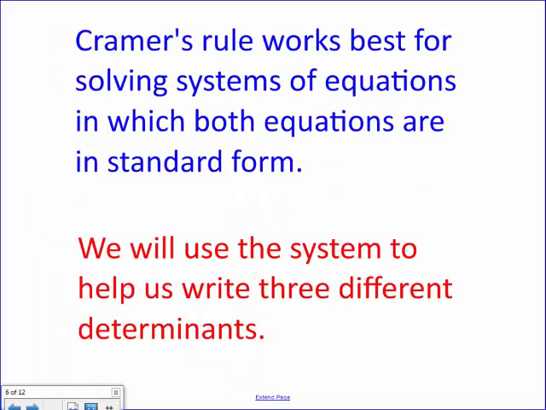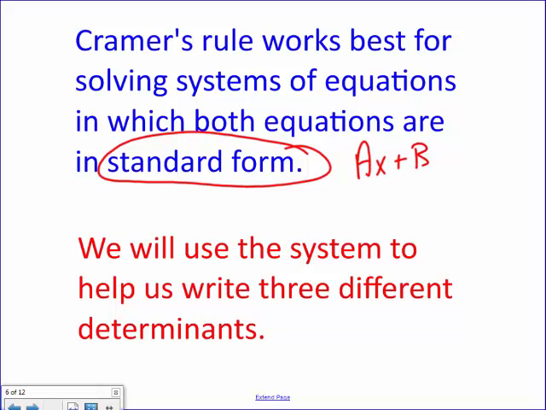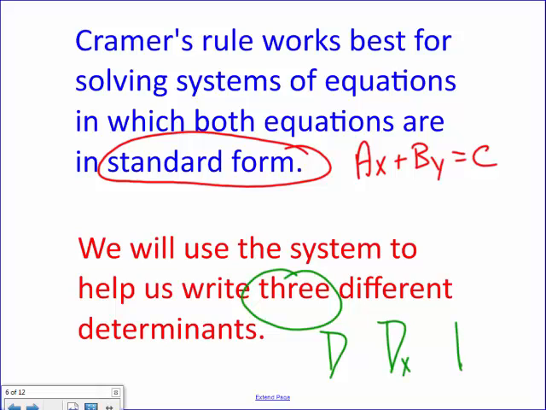All right, so Cramer's rule works best when the equations are in standard form. That means the x and the y terms are on the same side of the equation. We'll use the system to help us write different determinants. We're actually going to write 3 different determinants: one called D, one called dx, and one called dy. I'll explain how all 3 of those work, but we need all 3.